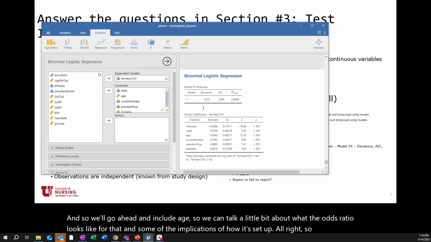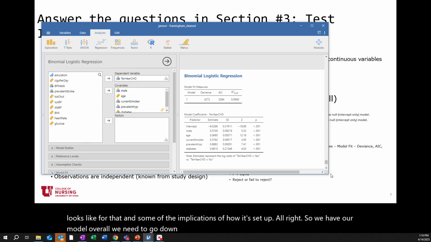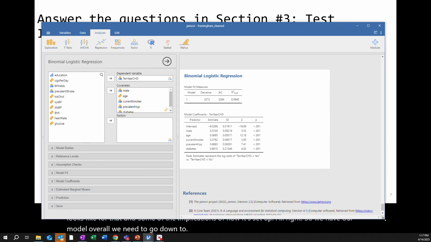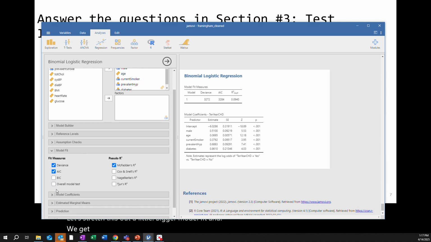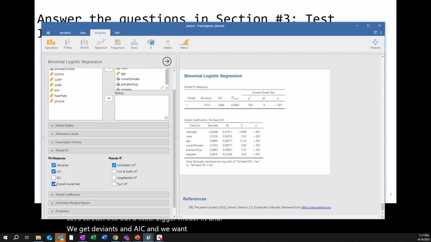All right, so we have our model overall. We need to go down to, let's stretch this out a little bigger, model fit, and we get deviance and AIC, and we want also an overall model test, and McFadden's R-squared comes up automatically, and I have never used that. We could go look it up, but I'm used to looking at Cox and Snell and Nagelkerke, so we'll get those just for fun. McFadden's is kind of right between Cox and Snell and Nagelkerke, so it's a middle of the road option.